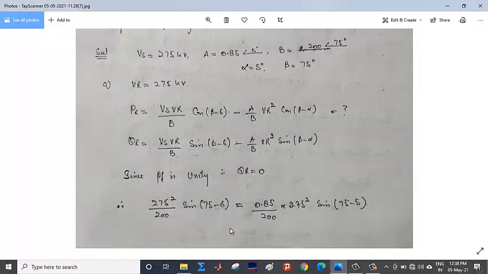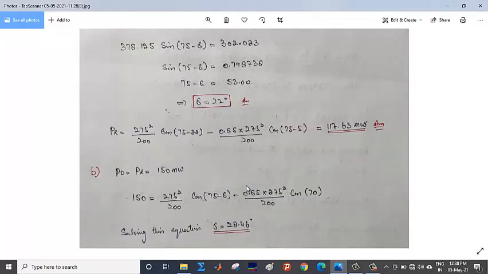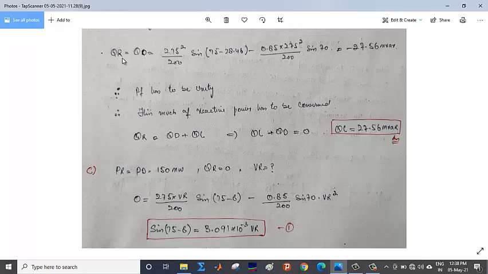Now I have to calculate the rating of the compensation equipment. So I need to calculate QR, which is equal to QD, that is equal to 275 square divided by 200 into sine of 75 minus 28.46, that is this delta, minus the constant term independent of delta. It comes out to be minus 27.56.